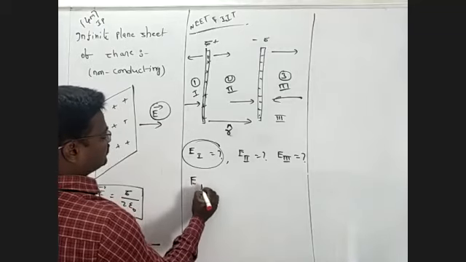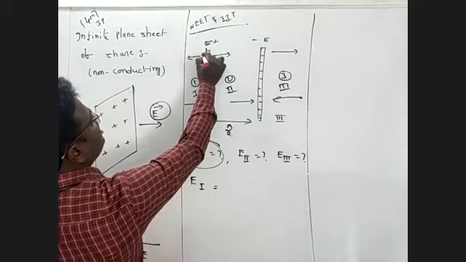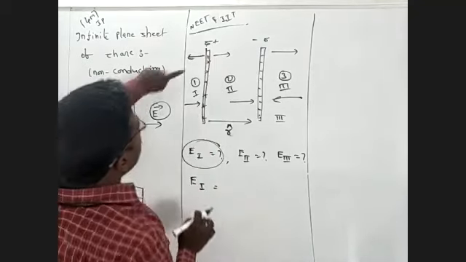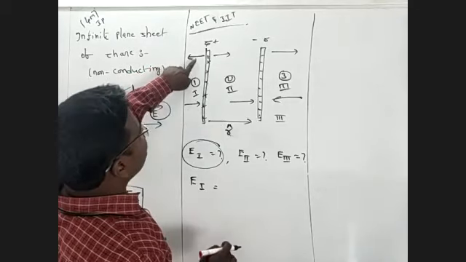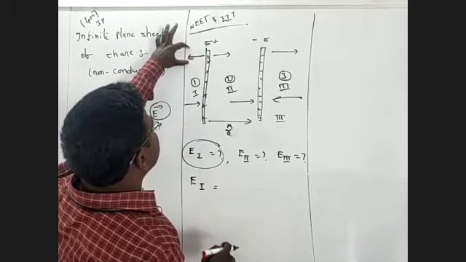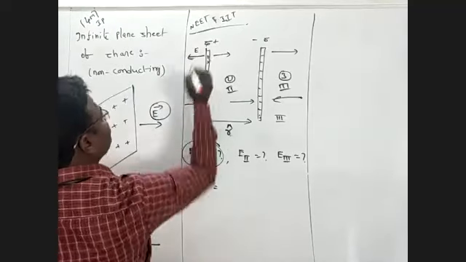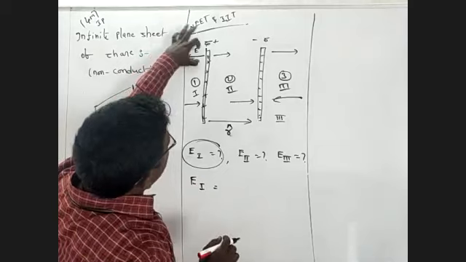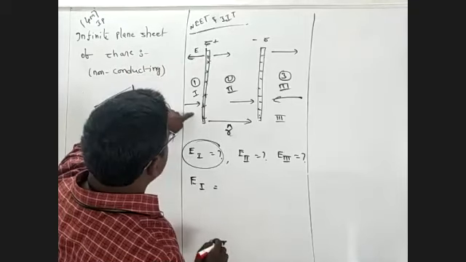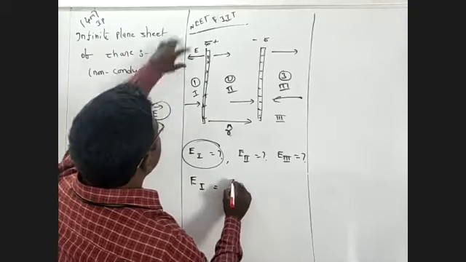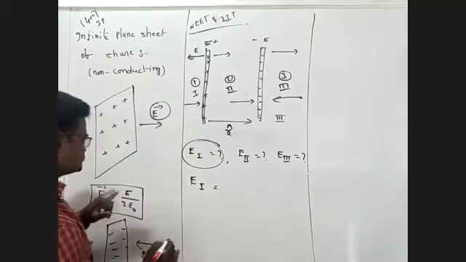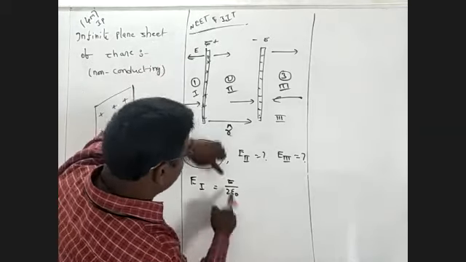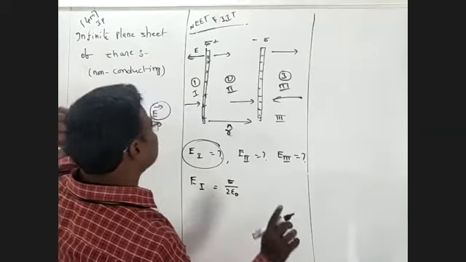Look at E1 in the region. See the direction of electric field. This is a positive plate. This is the direction of electric field E. Now, what is E? E is equal to sigma by 2 epsilon. Here sigma is positive and 2 epsilon is constant.